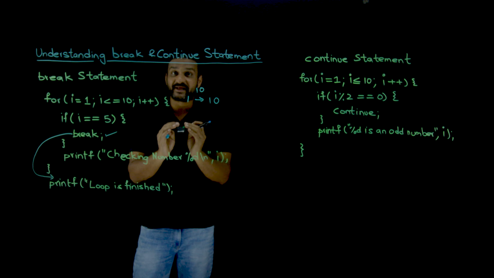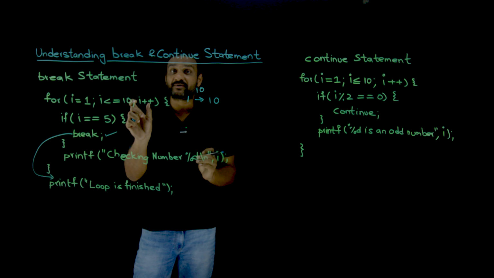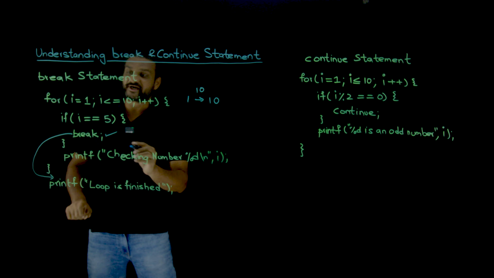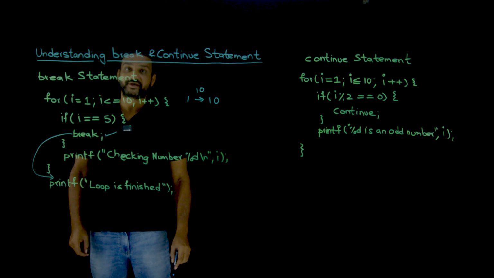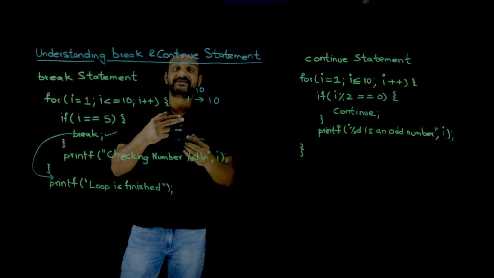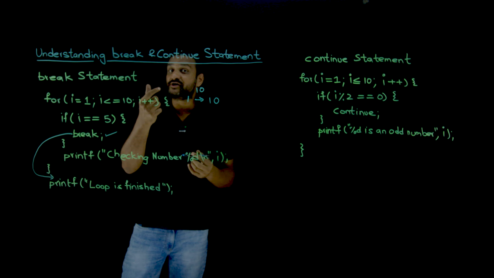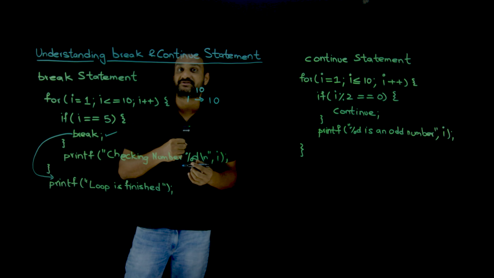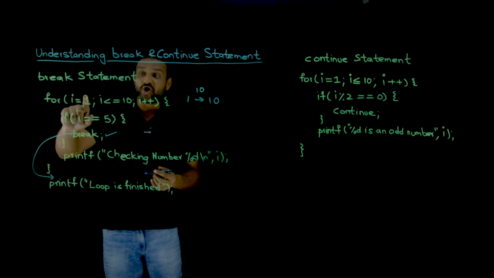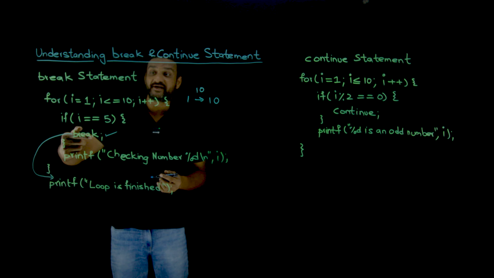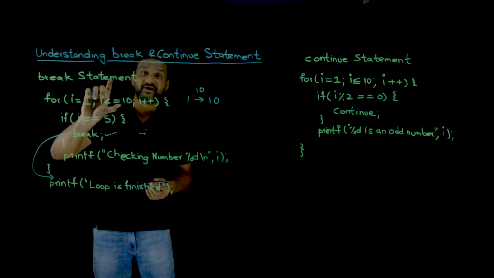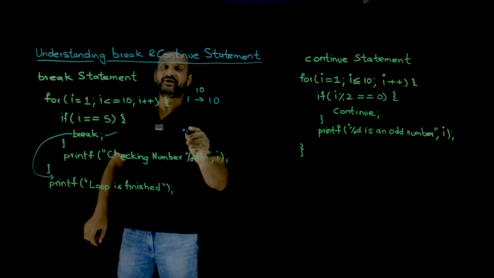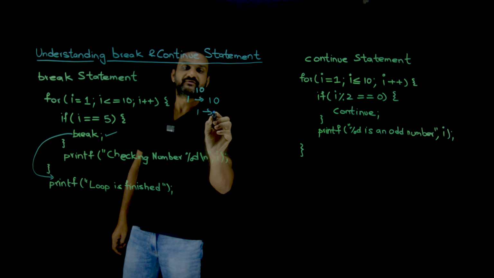What happens when a break gets executed in a loop? Whenever a break gets executed in the loop, we will come out of the loop. We are not going to do the remaining iterations. Now, can you guess how many times this loop is going to iterate considering this break statement? Every time this loop is going to iterate from 1 to 5.